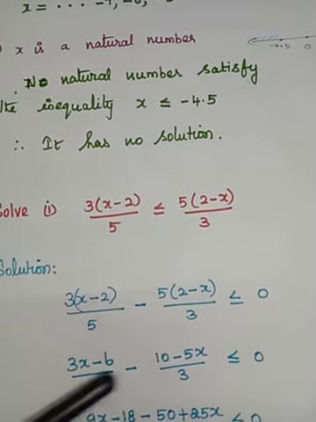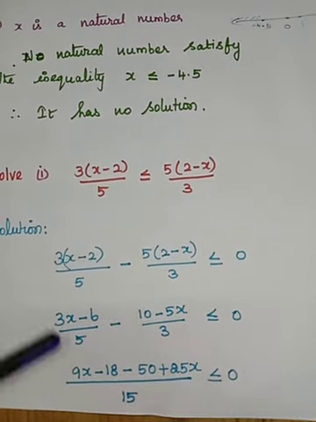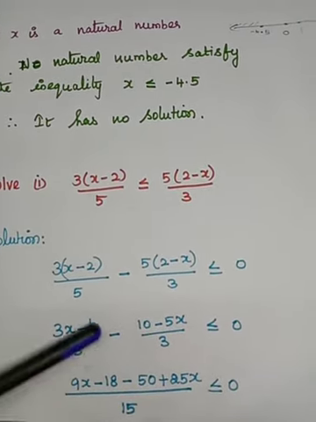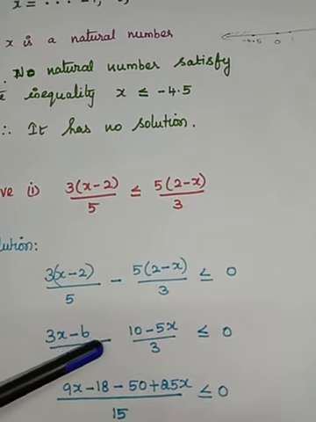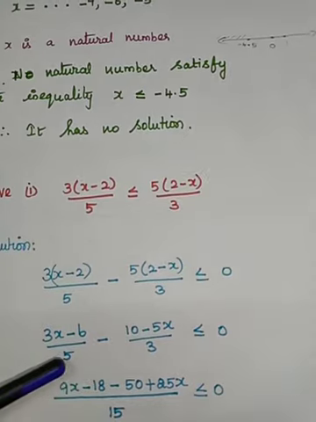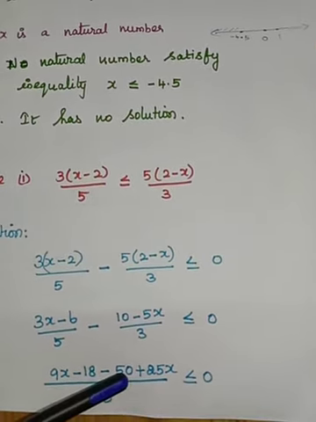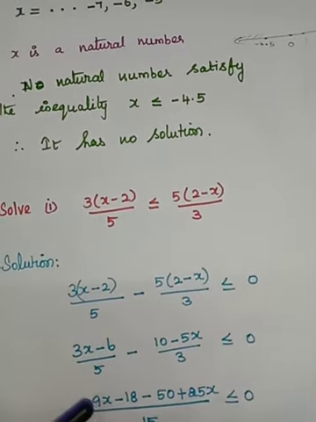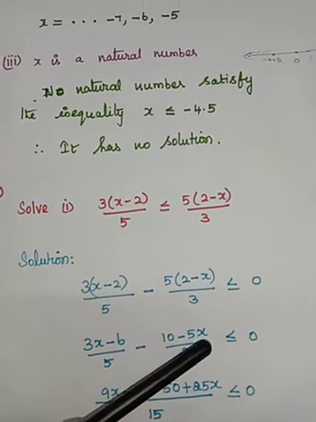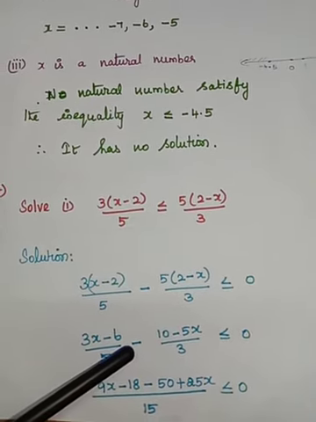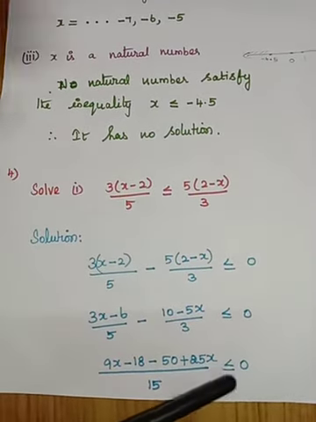What is the LCM of 5 and 3? That is 15. So you have to multiply by 3. So 9x minus 6 into 3, 18. Keep this minus in between; this minus is common to both the terms. 5 into 10 is 50. If you apply minus, minus 50. 5 into minus 5x is minus 25x. When you apply the minus in front, plus 25x, divided by 15, is less than or equal to 0.